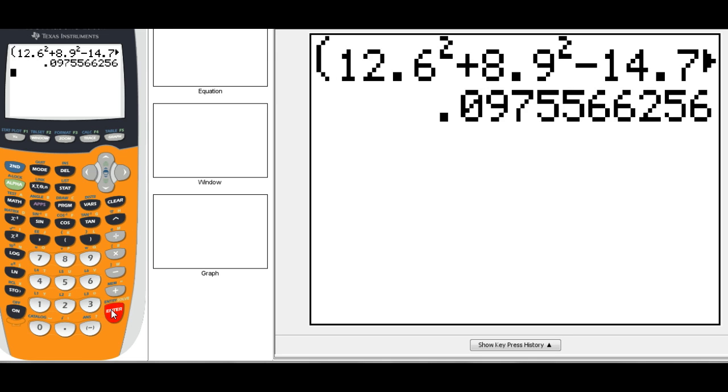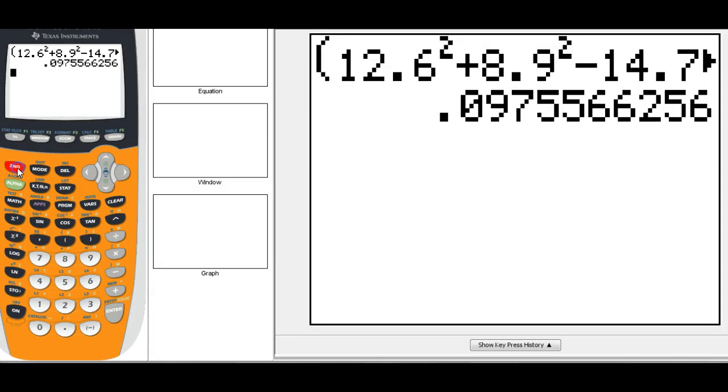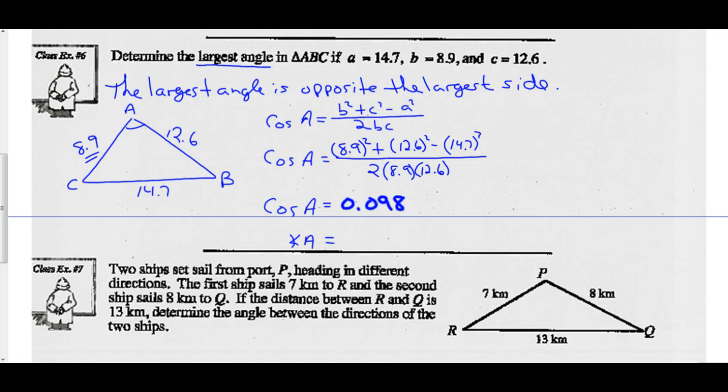And we get this decimal value, 0.097556. 0.098 we'll say. So the cosine of A is 0.098. That is not the measure of angle A. To find the measure of angle A, we have to go second function cosine of that ratio, 0.0975566256. And that answer gives us the measure of angle A, which is 84.4. It doesn't tell us what to measure this to the nearest, so we'll say 84.4 degrees. All right, so that's the measure of angle A.